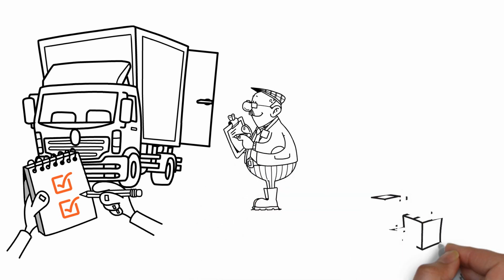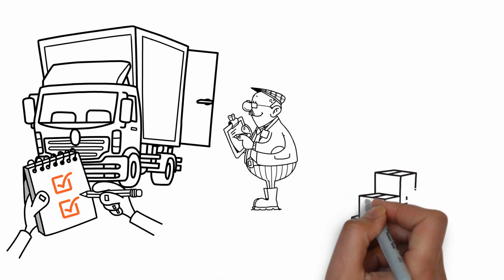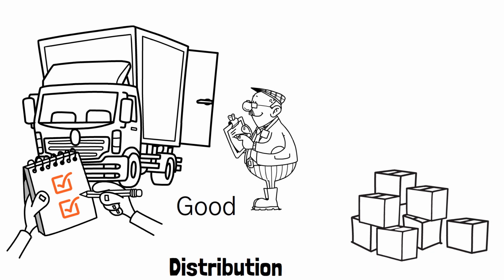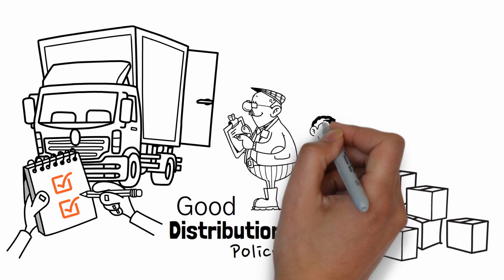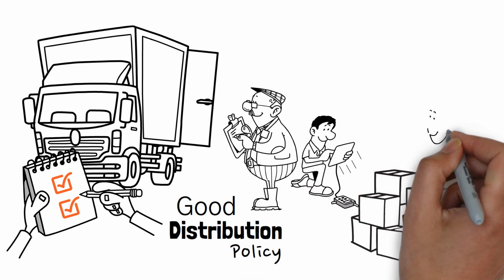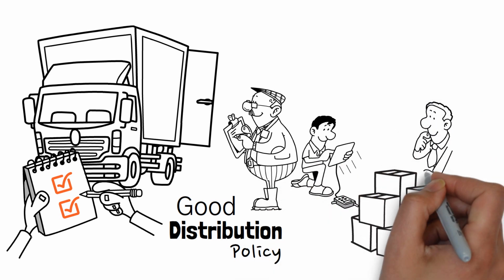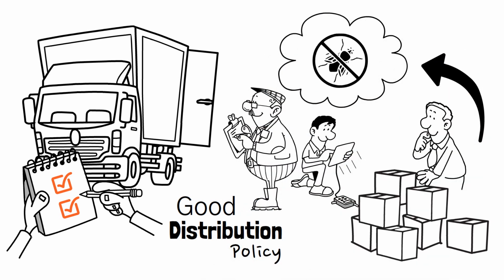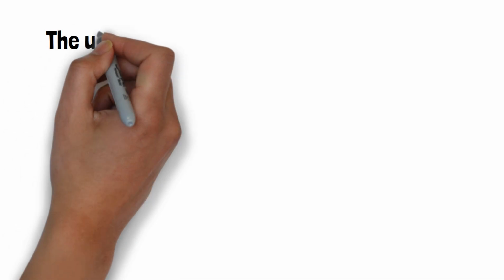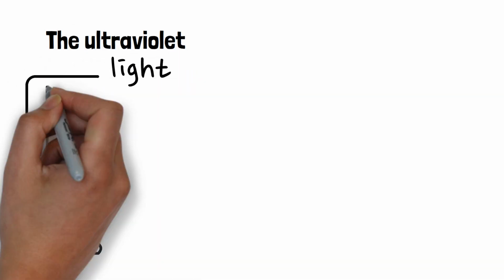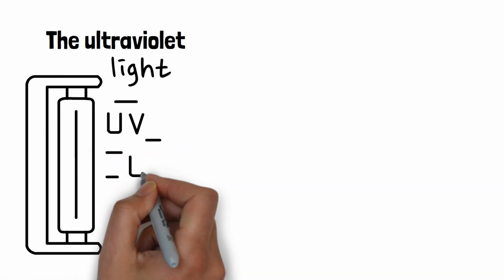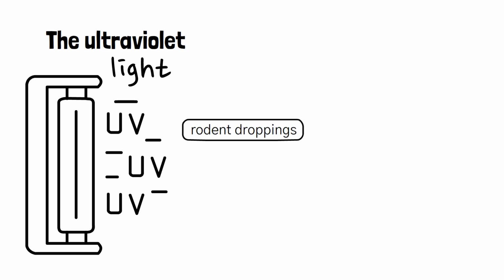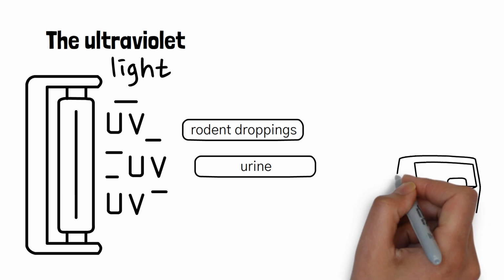This includes scanning over product using a black light, following good distribution policy. Black light inspections are performed by the receiving employee along with their supervisor. The black light is slowly and deliberately scanned over the suspected surface. The ultraviolet light emitted from the black light enables good visual detection of infestation, such as rodent droppings or urine.